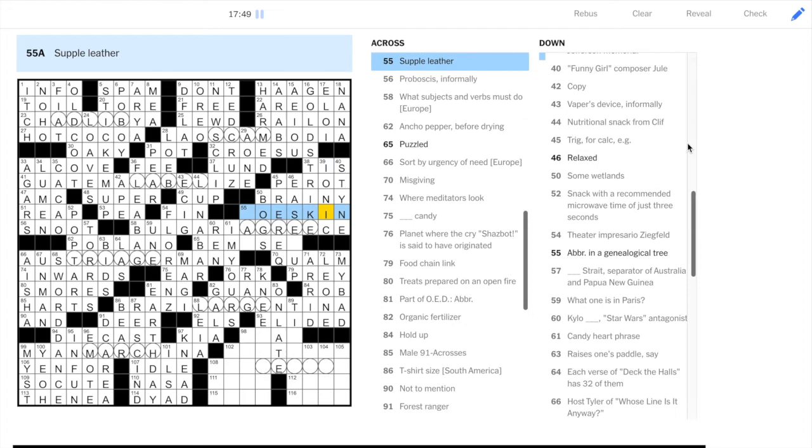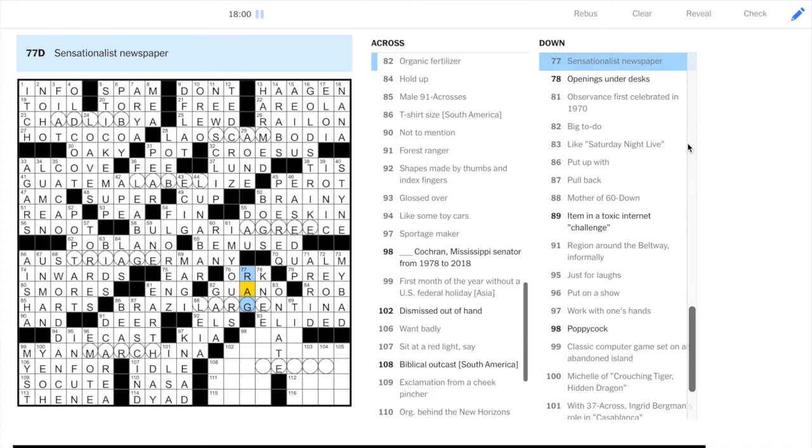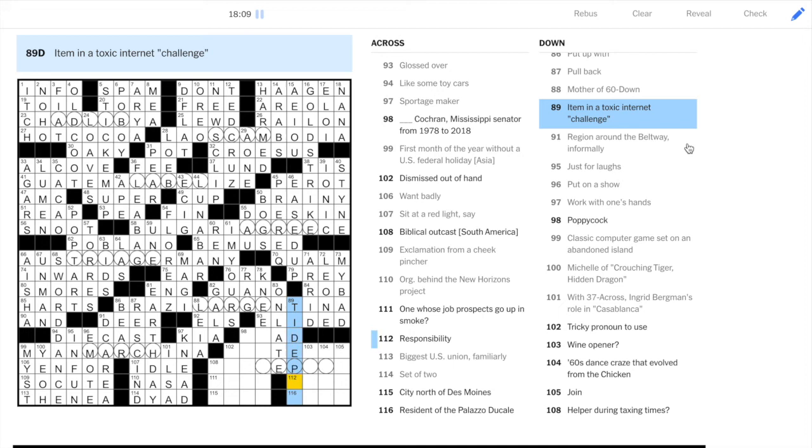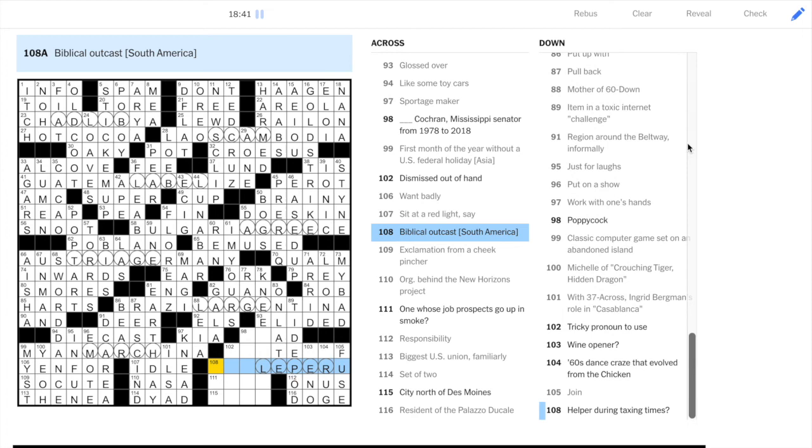This is bemused. I don't know what DAU stands for. Okay, let's try to fill this in. A toxic internet challenge, Tide Pod challenge. Onus, wine opener. It's a question mark, so this could be a prefix. The Doge lives in the Palazzo Ducale in Venice. Join is fuse, Peru. So then we have a leper, and that gives us Chile.